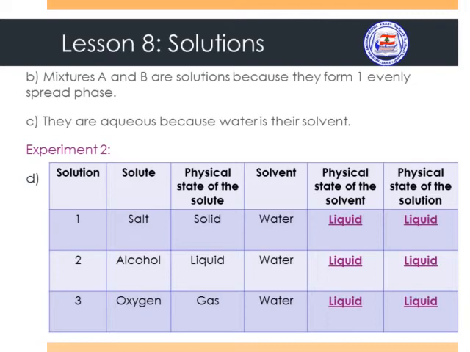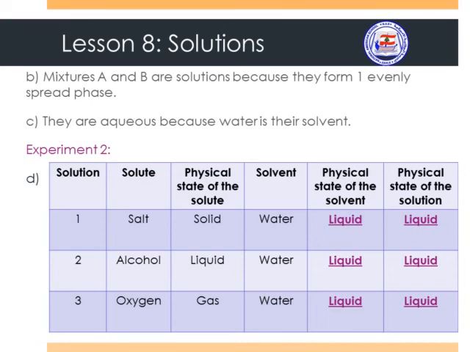In experiment 2, the student prepares 3 solutions and you have the components of each solution. Based on this, we have to fill the table. So in solution 1, the solute is salt. The physical state of the solute is a solid. The solvent is water. The physical state of the solvent is a liquid. Therefore, the physical state of the solution will also be a liquid because it depends on the state of the solvent. And we did the same for the rest.